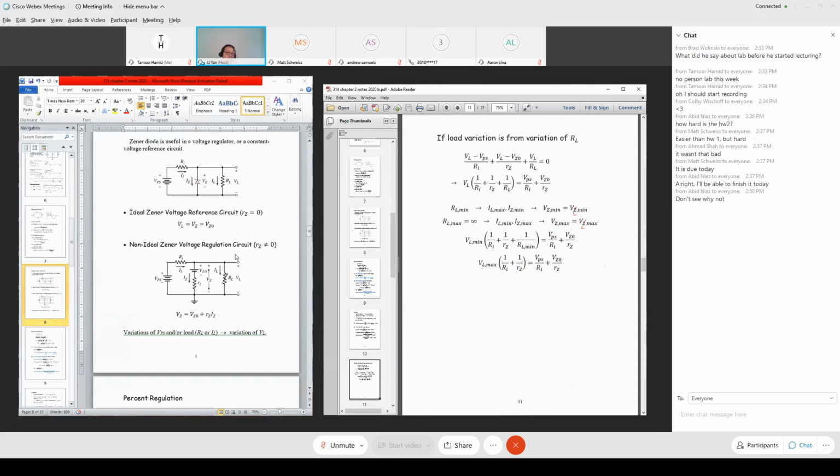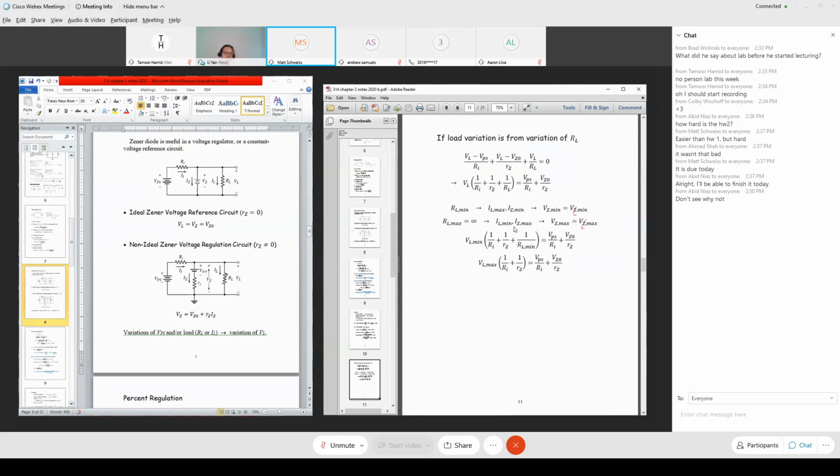The other extreme, the opposite, is if the load resistance is maximum. What's the maximum? Infinity. If the load has maximum resistance, then the load current is minimum. So IL is minimum. That means the input current mostly will go to the Zener diode. So IZ will get a maximum.